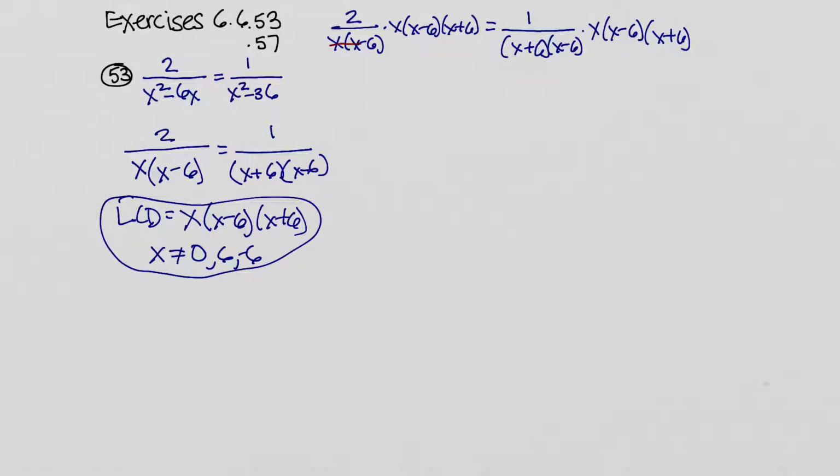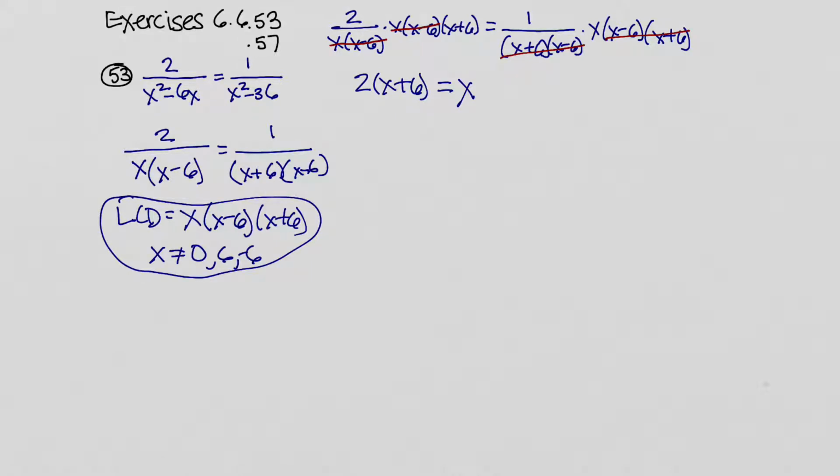Now all these denominators should cancel, right? That x times x minus 6 will cancel with that one, and we're going to be left with this 2 times that x plus 6. So let's write that. We'll get 2 times that x plus 6, that's what's left after we cancel, equals, now over here, these two factors will cancel, and we're left with 1 times x. Let's cancel those. Those go out, and we're left with 1 times x, which is just x.